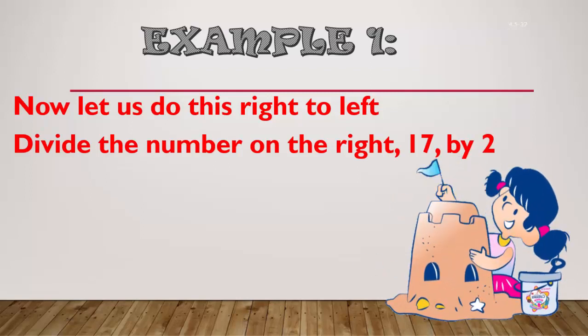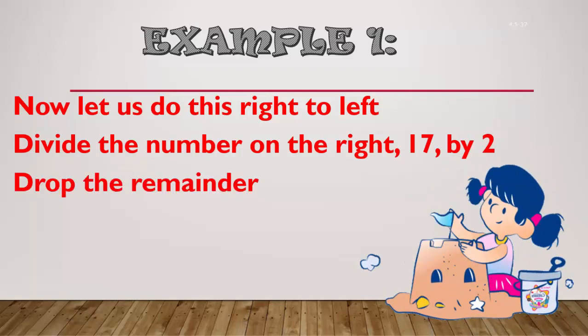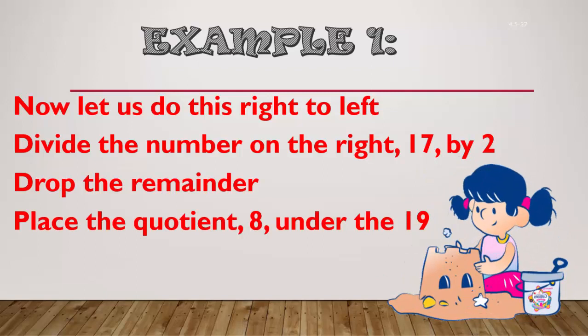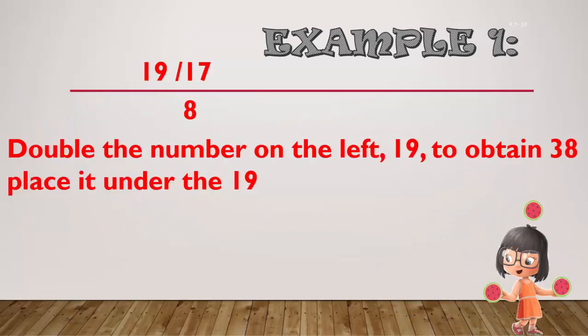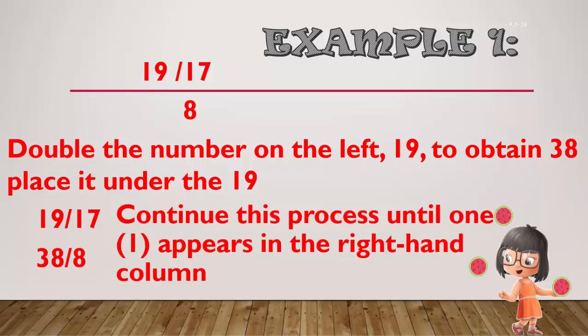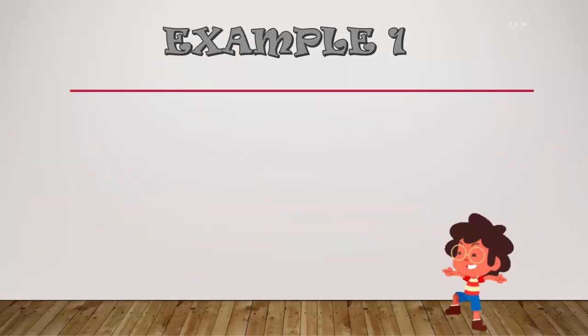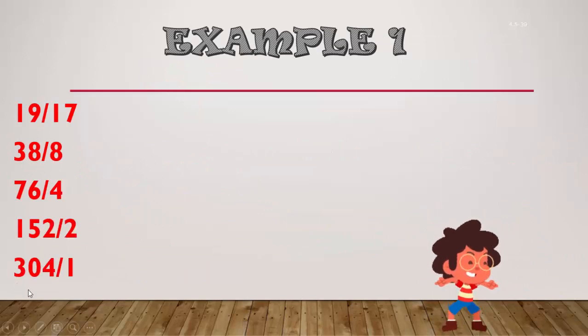So we divide the number on the right, 17, by 2, drop the remainder, place the quotient 8 under 19, double the number on the left, 19, to obtain 38, and place it under the 19. We continue this process until 1 appears in the right-hand column. And here's our 1.